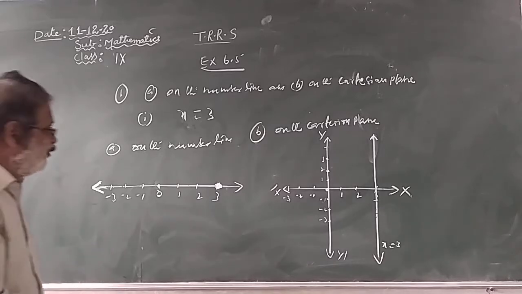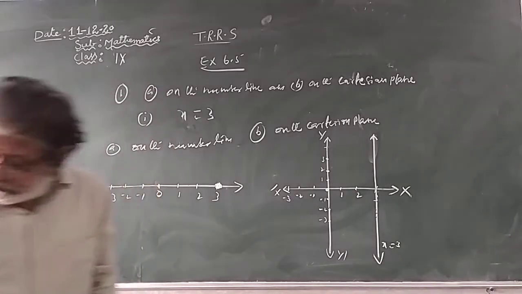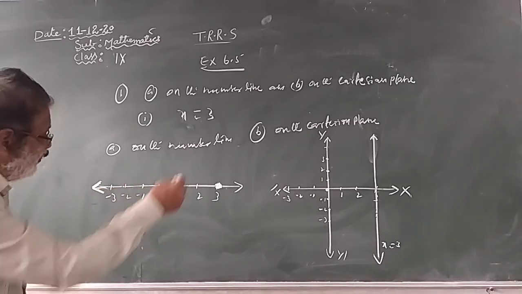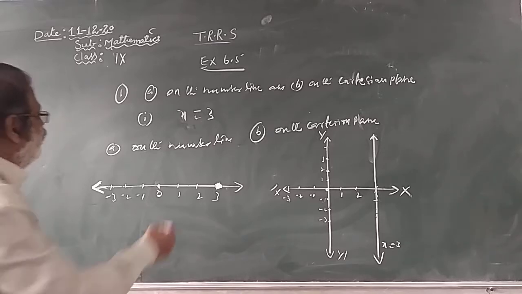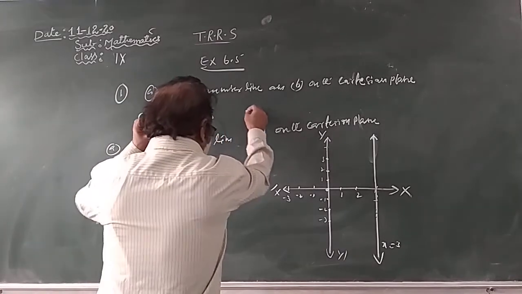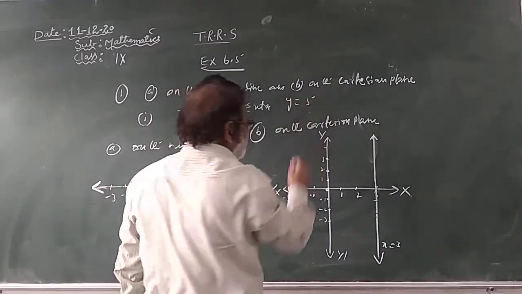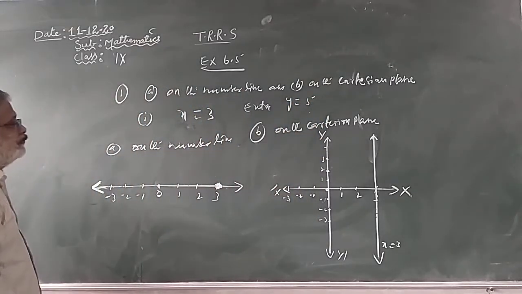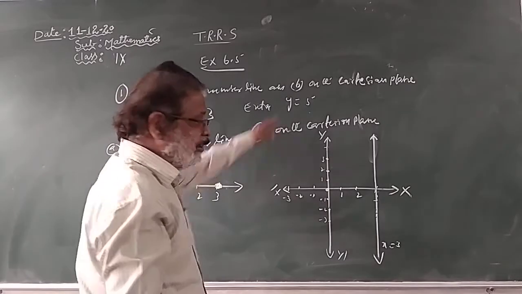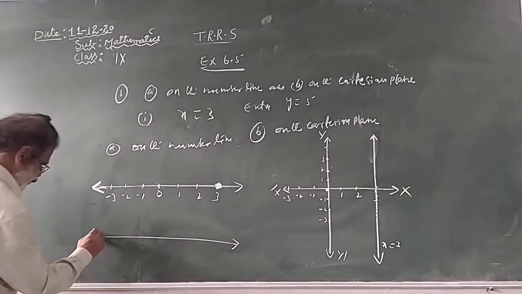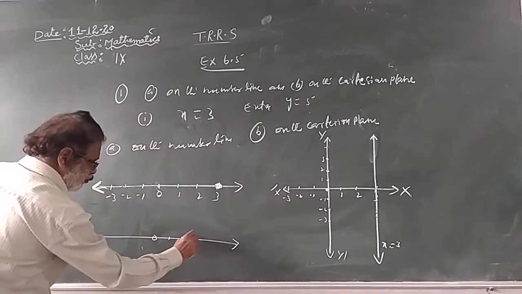So one more problem I will give you here. For example, I have an extra problem, not a textbook problem. y equal to 5. How do you draw y equal to 5 on the Cartesian plane? First the number line: 0, 1, 2, 3, 4, 5.